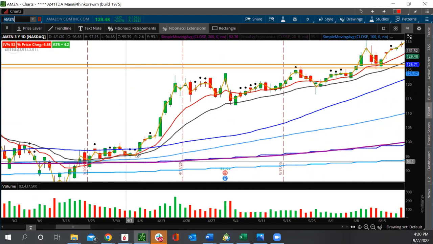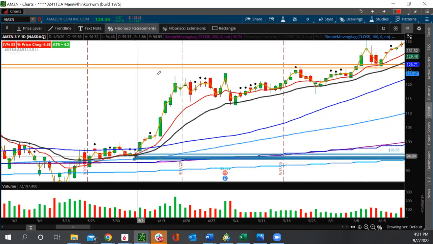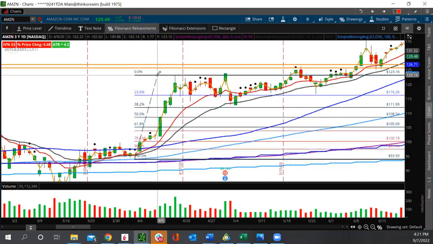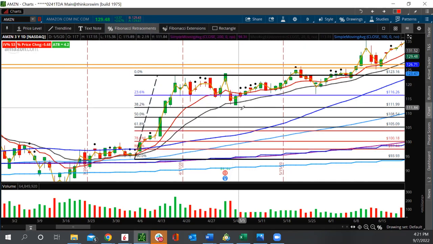Okay. So again, let's say this is a bullish uptrend. It makes a nice move here. Go from the low to this high here. Didn't quite come into that zone. Just missed it.